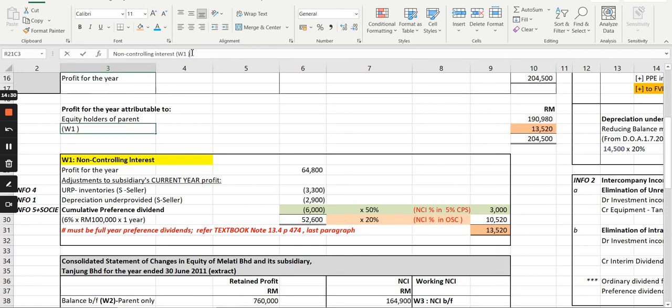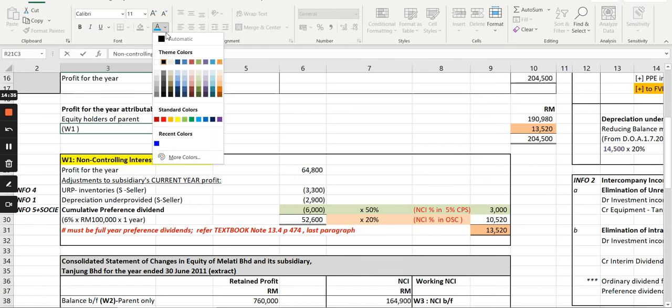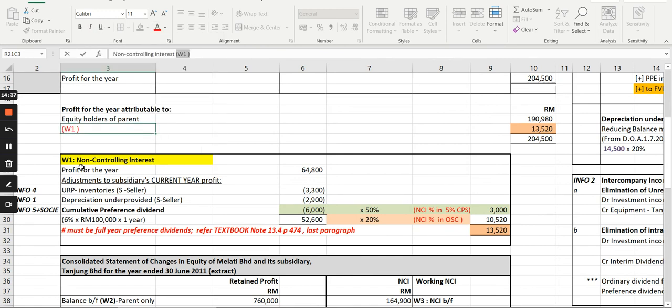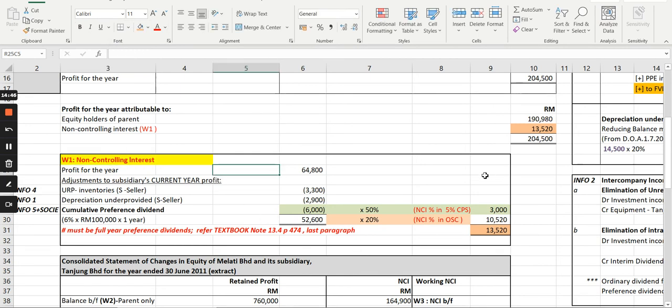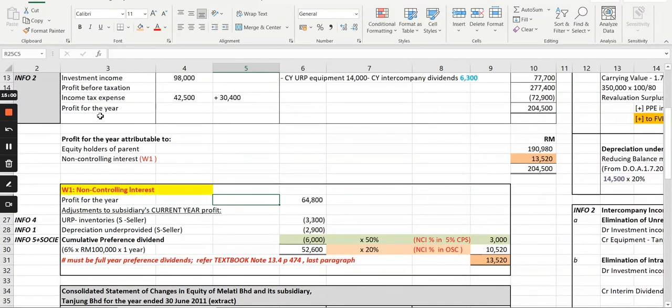So your working one is representing the working one in this part, this working one, non-controlling interest. Okay, done. Therefore, the amount attributable to the parent company or the owner of the parent is 190,980. We do not need to proceed with the other comprehensive income because there is no other comprehensive income for the year.